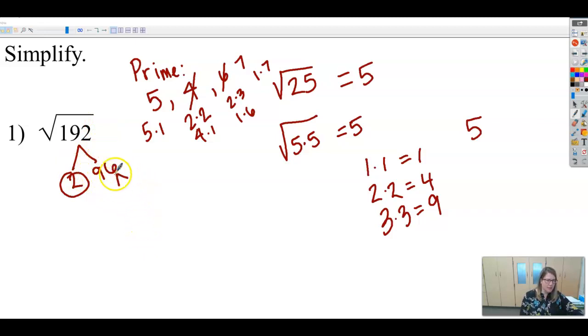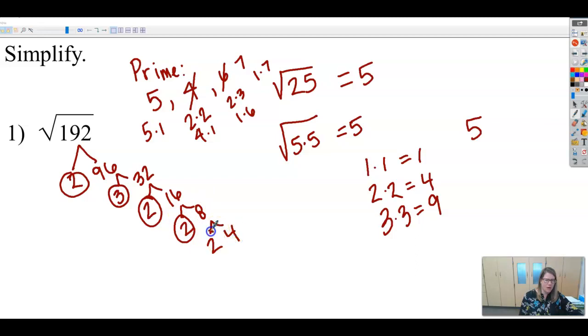Again, any two numbers that multiply to 96 will work here. I'm going to put 3 into 96, so that will give me 32. 32 is 2 times 16 or 4 times 8. Either one will work. 16 is 2 times 8. 8 is 2 times 4. And 4 is 2 times 2. Okay? So I've circled all the primes.